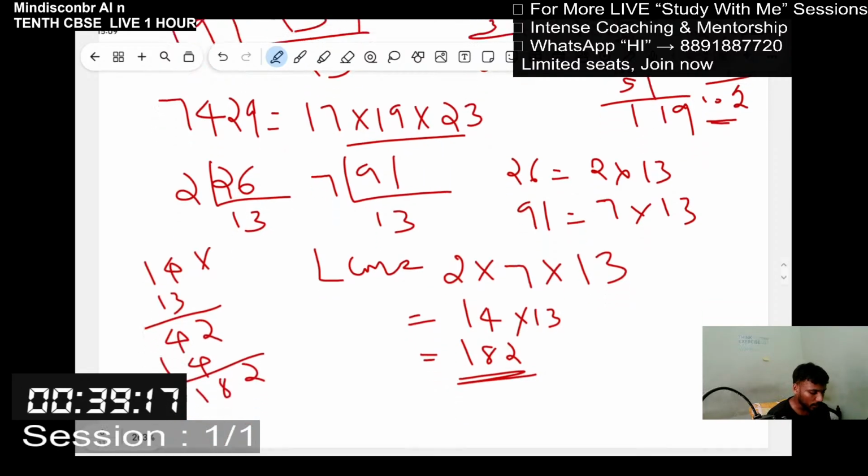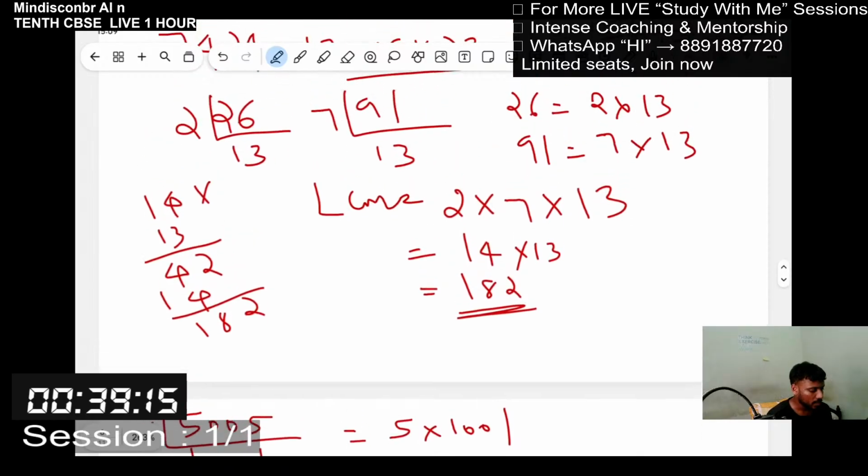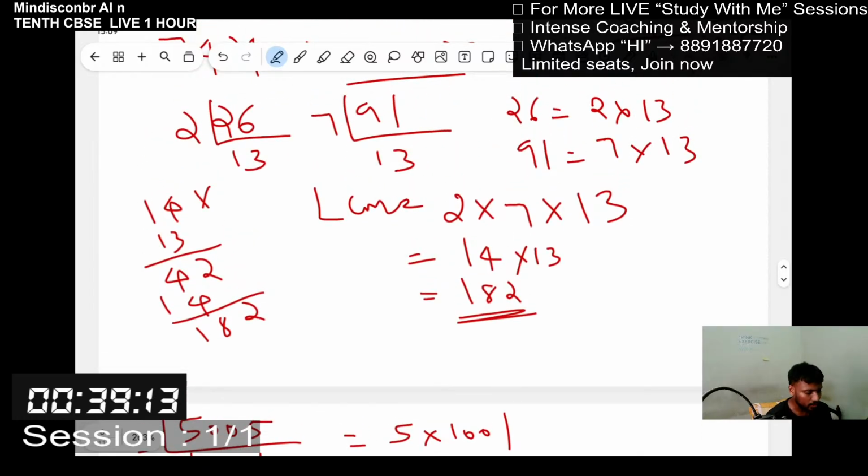We have to prove that this, and we have found out the LCM of this 26 and 91. Now we have to find 26 into 91.